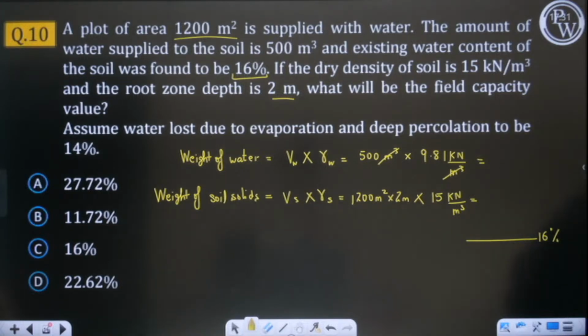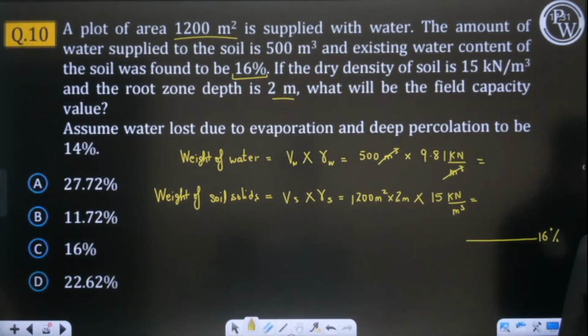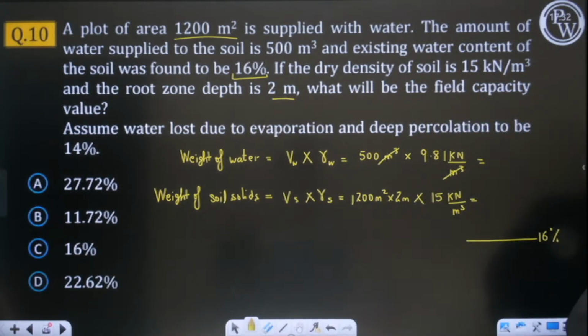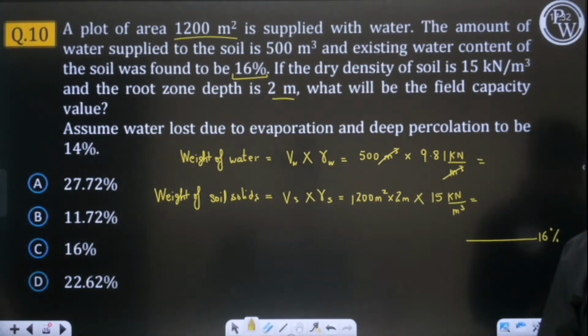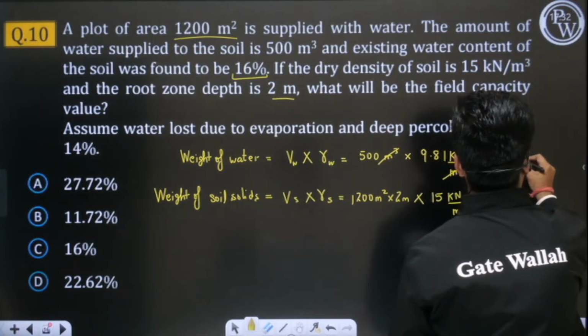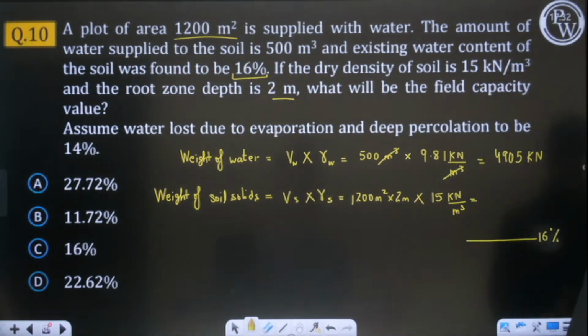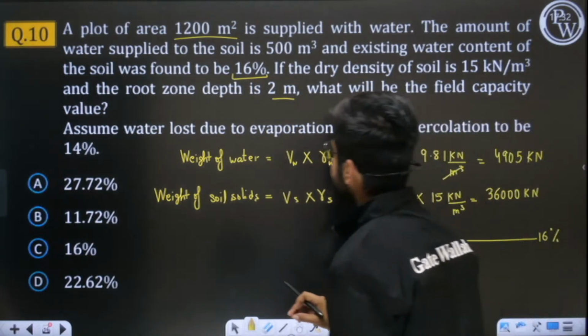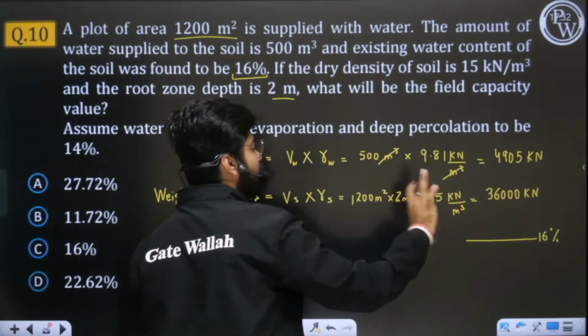Yes, you are saying it correctly. Weight of water is coming out as 500 into 9.81, 4905. Perfect. And this is coming out as 15 into 1200 into 2, so this is 36,000. So you are saying the total weight of water which you applied here is this much, and this is your total weight of soil solids.